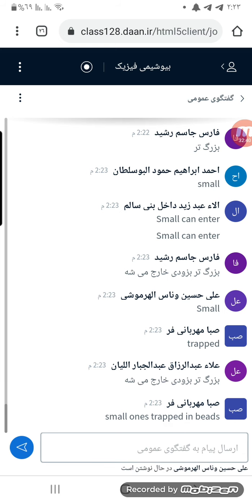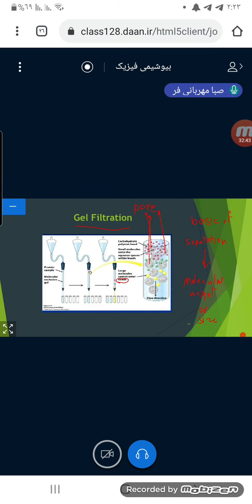So it separates molecules based on size. This method, gel filtration chromatography, will separate molecules from each other based on their molecular weight or size. Okay? Understand? Next slide. Do all of you understand?